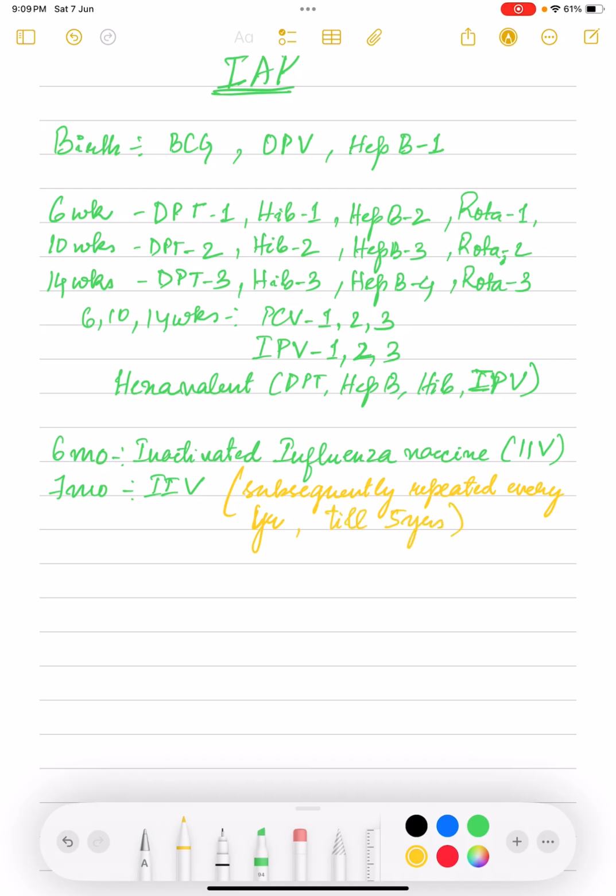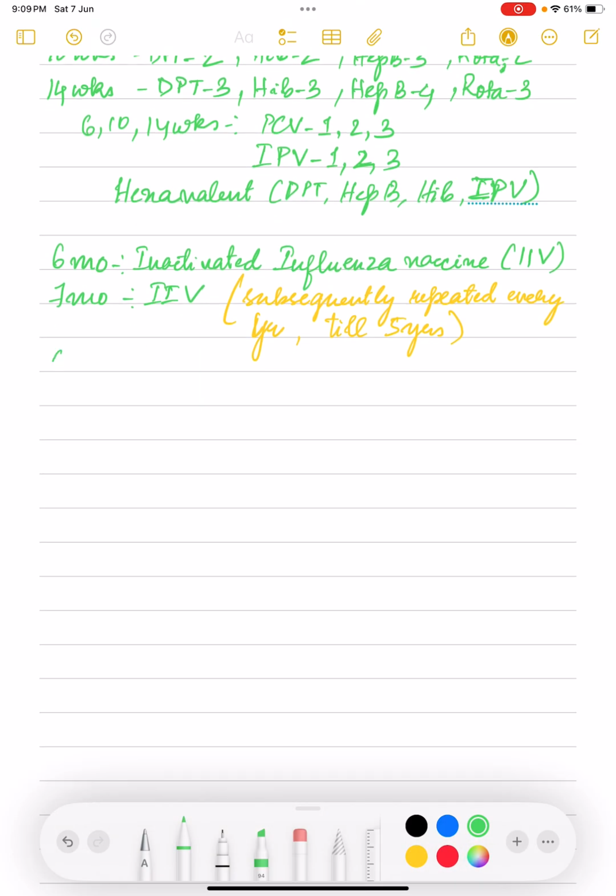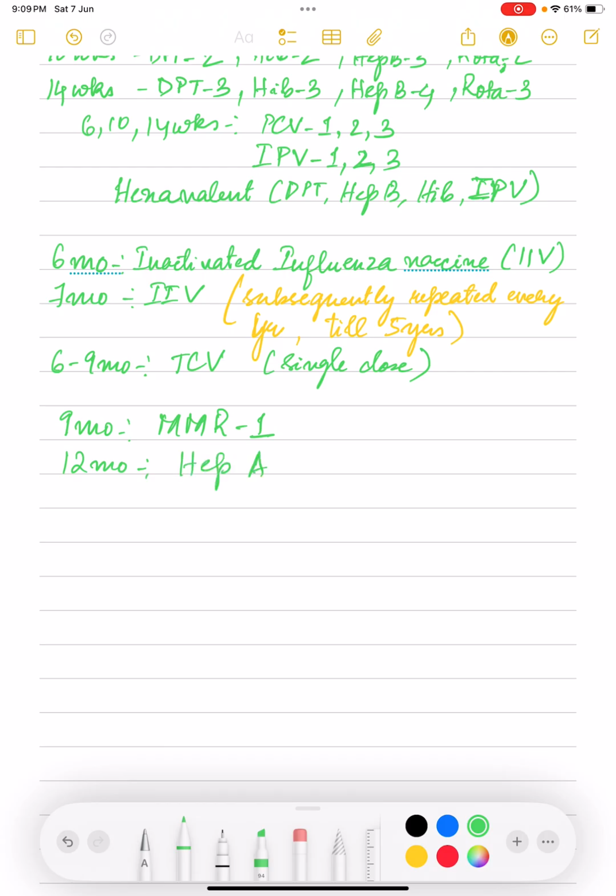The next vaccine is, in between 6 to 9 months, we have to give TCV, typhoid conjugate vaccine. It's a single dose. There is no booster or anything to this. Then at 9 months, we have MMR1. In the NIS schedule, we had MR1. Here it is MMR1. Then at 12 months, we have the hepatitis A vaccine.